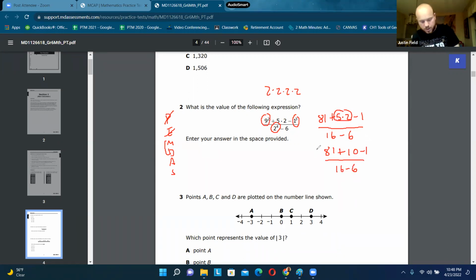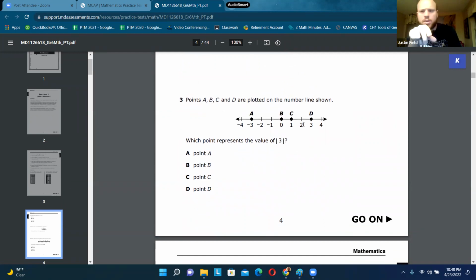The top and the bottom are kind of like a parenthesis in that we're going to do the calculations on top first and bottom first before we divide. So 81 plus 10 is 91, minus 1 is 90. And then 16 minus 6 is 10. And 90 divided by 10 is 9. Cross off the zeros. So the answer is 9. Not too bad.